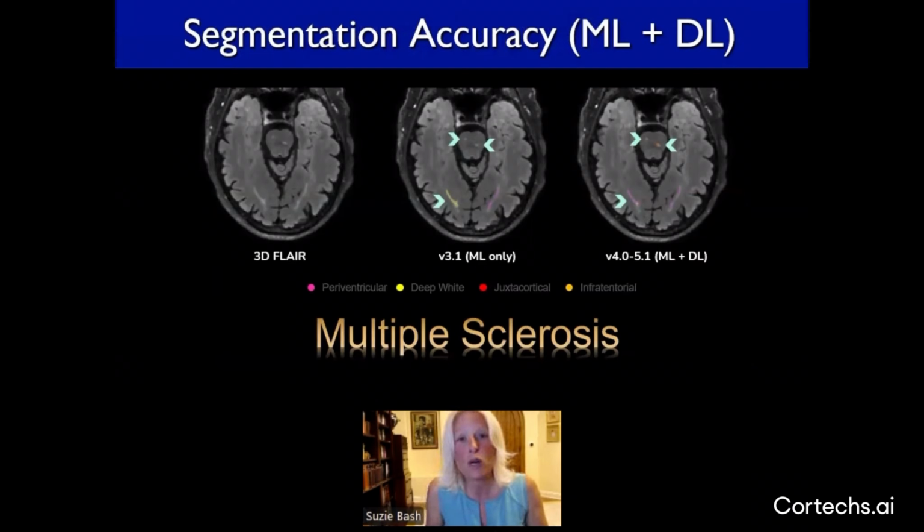Now, I do want to mention that evaluation for multiple sclerosis has changed over time. And as the software versions have progressed over time, the accuracy of segmentation has significantly improved. So we tend to use a 3D FLAIR input, and that is encouraged, although it will process off a 2D FLAIR input as well.